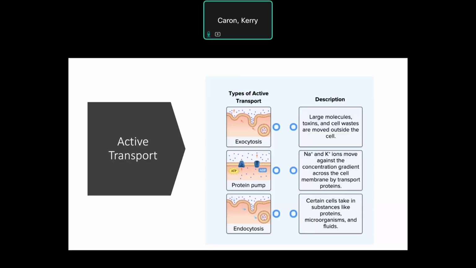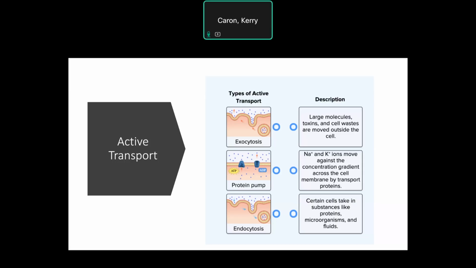Exocytosis is talking about when a large molecule is kind of, I think of engulfed or eaten. A large molecule, a toxin, cellular waste is moved outside and it's going to be kind of spit out into the cytoplasm. Your potassium and sodium ion pumps require ATP. We're not going to get too much into that, but it does require ATP or energy to move against a concentration gradient.